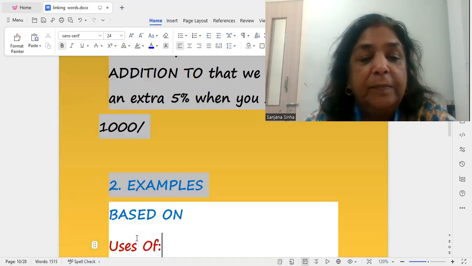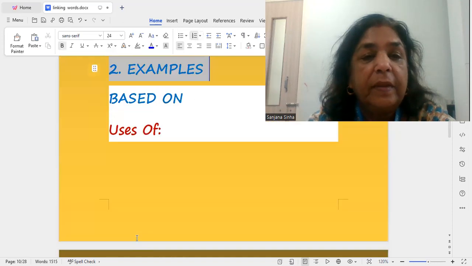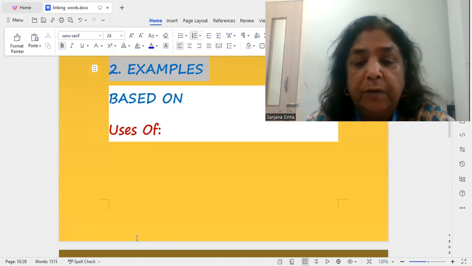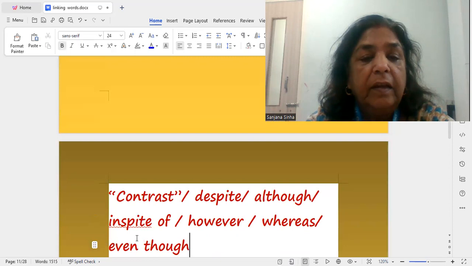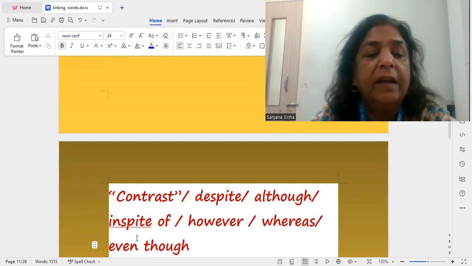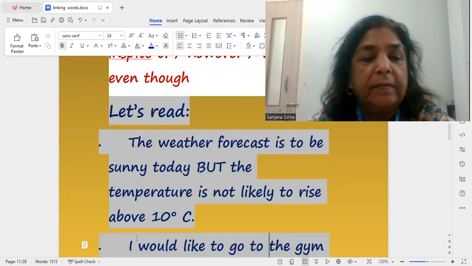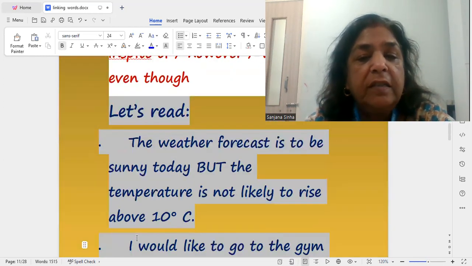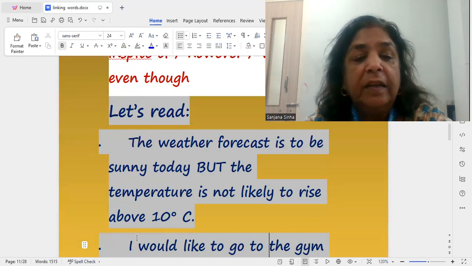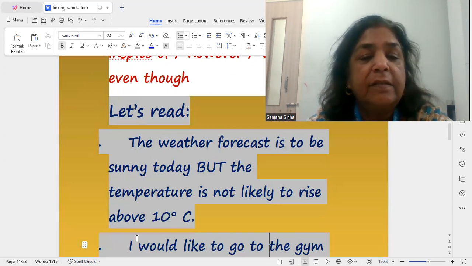The next example. This is based on the uses of contrast. It means despite, although, in spite of, however, whereas, and even though. Let's read. The weather forecast is to be sunny today, but the temperature is not likely to rise above 10 degrees Celsius.